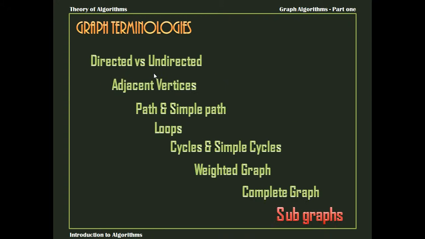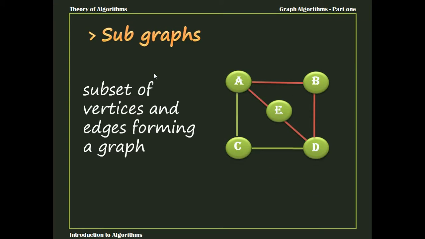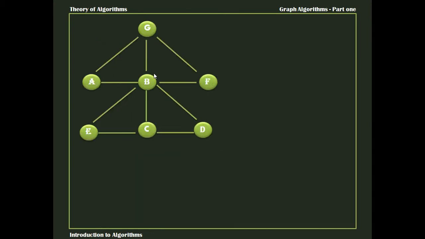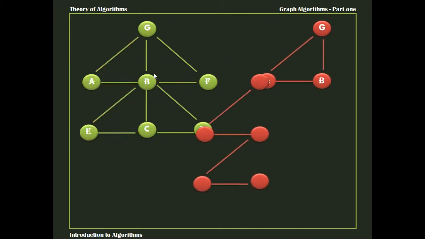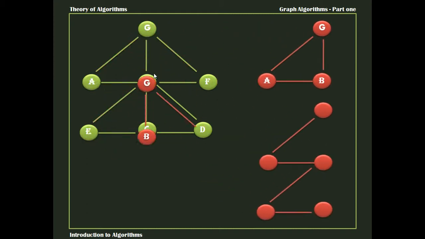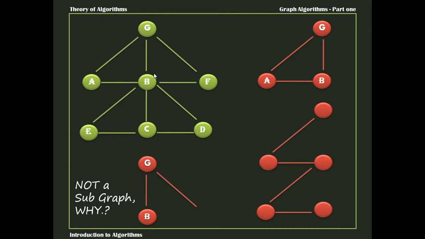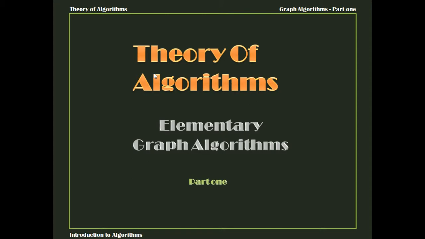We will end this section with subgraphs. A subgraph is a subset of nodes and edges that forms a full graph. We can obtain this subgraph from G, or this one. But is this a subgraph? Why? It is to be a full graph. This one misses a node. This is the end of this section. The next one contains some more important concepts.